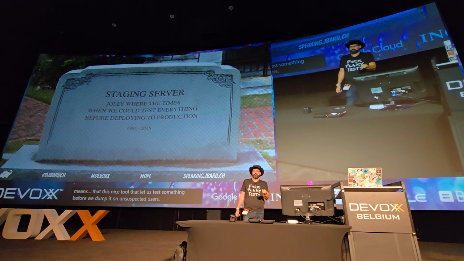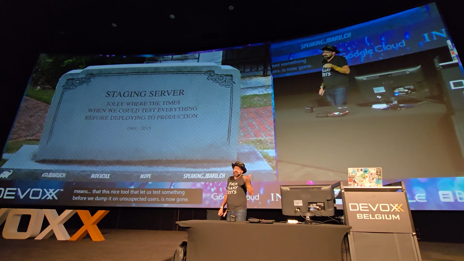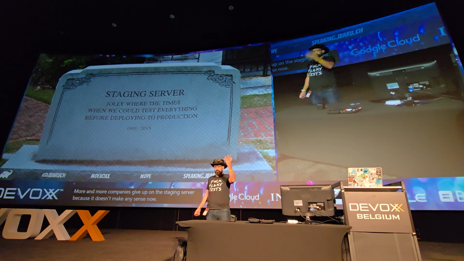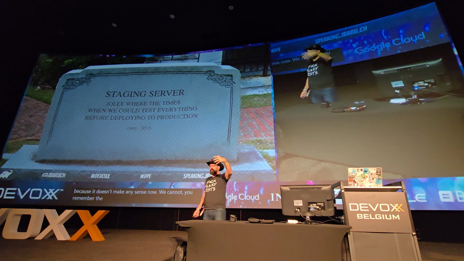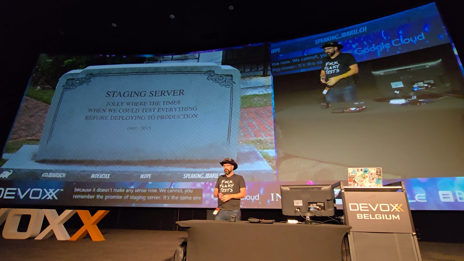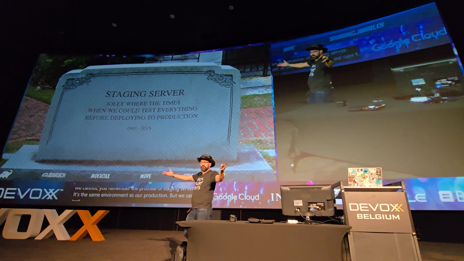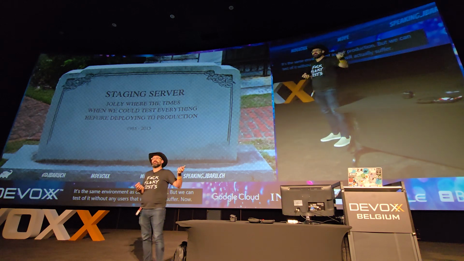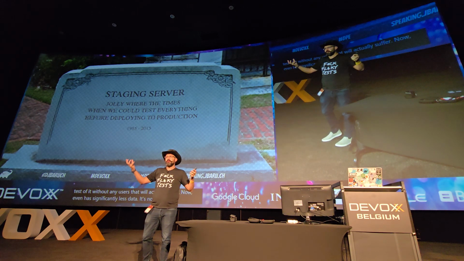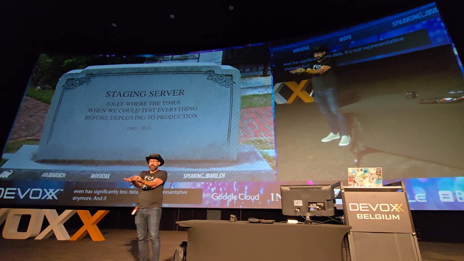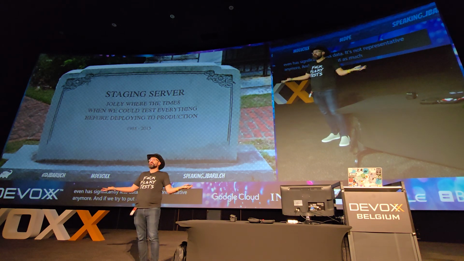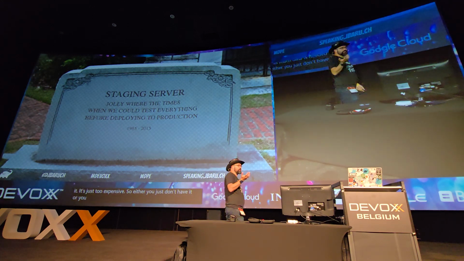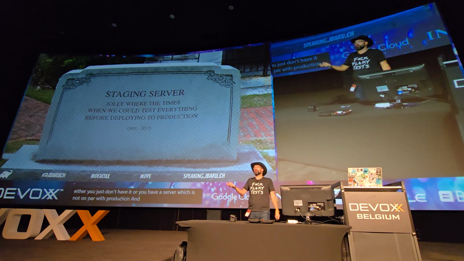And that means that this nice tool that let us test something before we dump it on unsuspecting users is now gone. More and more companies give up on the staging server because it doesn't make any sense now. You remember the promise of the staging server. It's the same environment as our production, but we can test on it without any users that will actually suffer. Now, if it has significantly less data, it's not representative anymore. And if we try to put as much data as needed on it, it's just too expensive. So either you just don't have it, or you have a server which is not on par with production, and this means not a real staging server.